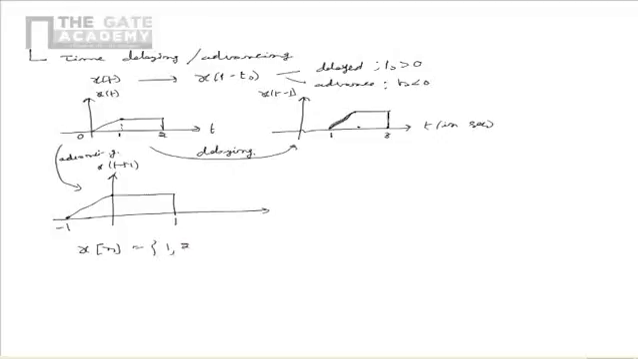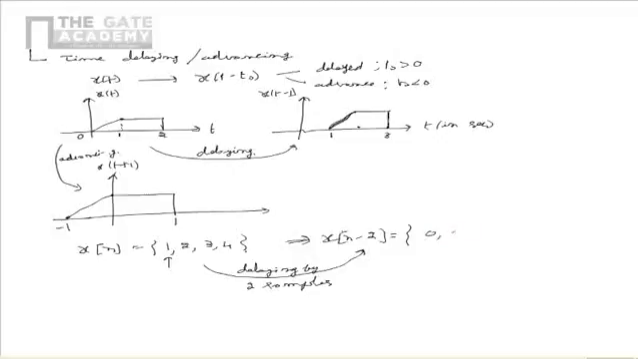Now let us consider another example for the same case, where x of n is equal to 1, 2, 3, 4. Here the value of 1 corresponds to n equal to 0. So now from this, if we try to find x of n minus 2, which is the delayed version of x of n, in this case x of n minus 2 is obtained from x of n by delaying by 2 samples.